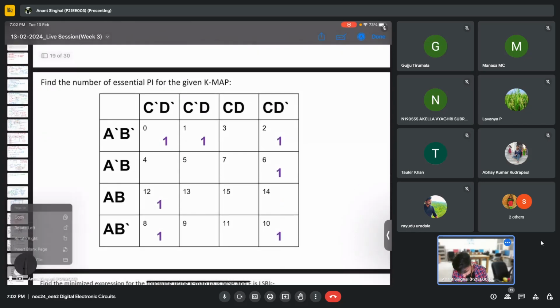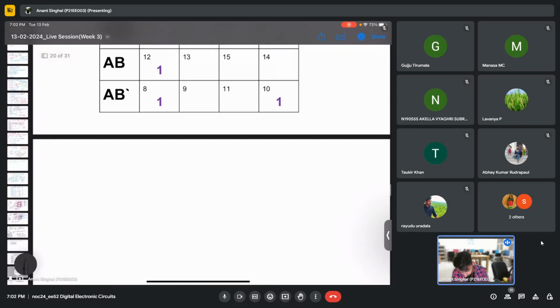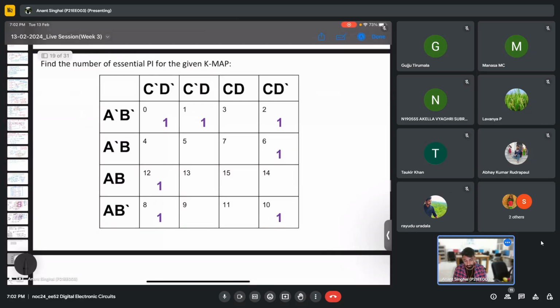Okay. Now there is one important concept of essential prime implicants. So there are two terms. Basically, one is prime implicants, and second is essential prime implicants. So let me give you a basic definition to this, and then we'll find out what are these things.